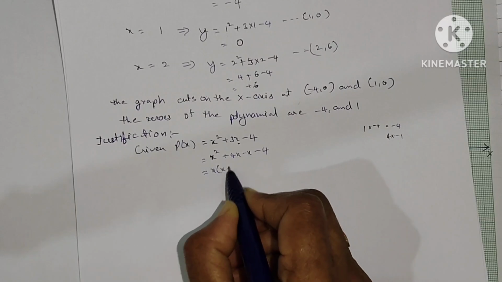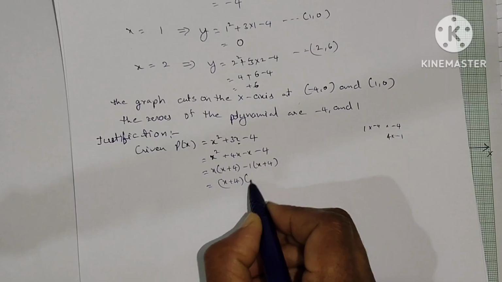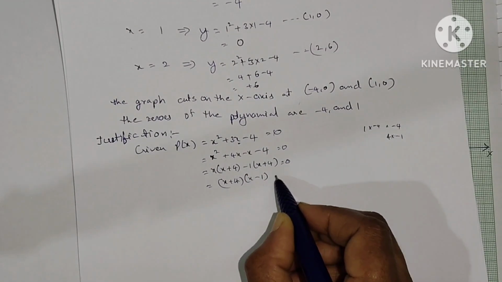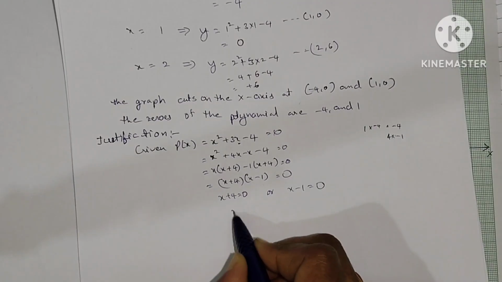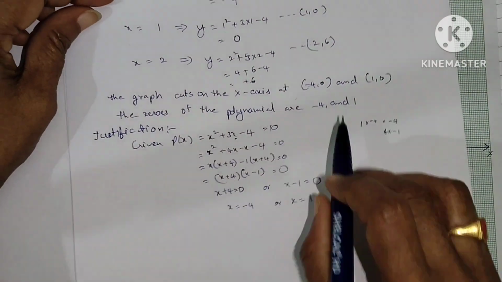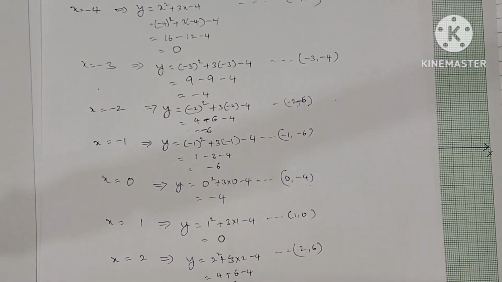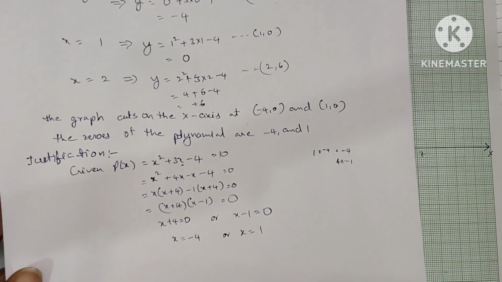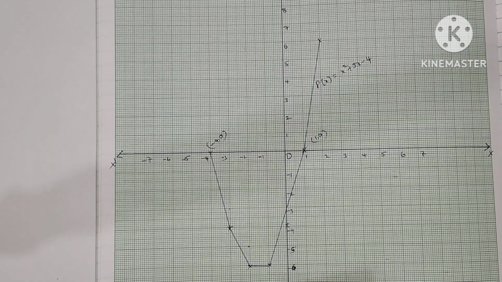Here we take x plus 4 common, and minus 1 common, x plus 4. So x plus 4 times x minus 1 equals 0. So x plus 4 equals 0 or x minus 1 equals 0, x equals minus 4 or x equals 1. These two are the solutions. So here also the same, these two solutions are equal. So this is the fourth one solution. Anyone can copy it. This is the graph of the fourth one.